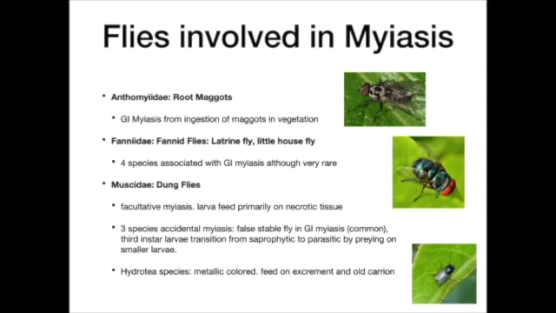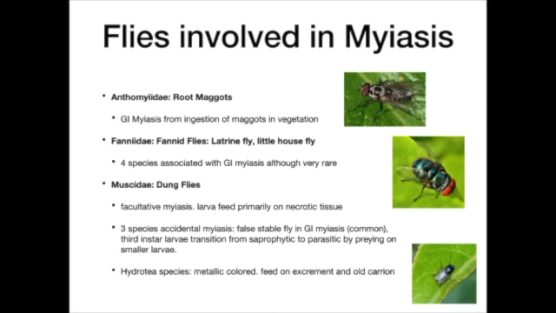Then we have the dung fly. Dung flies cause a form of facultative myiasis, and they feed mostly on tissue that is dying. So if an animal or someone has a wound that is kind of putrid, it's badly infected, they may not be taking care of it, those sorts of things, these guys will lay their eggs in those wounds. There are 3 species that cause accidental myiasis.